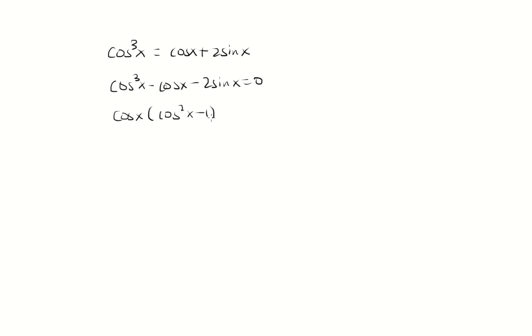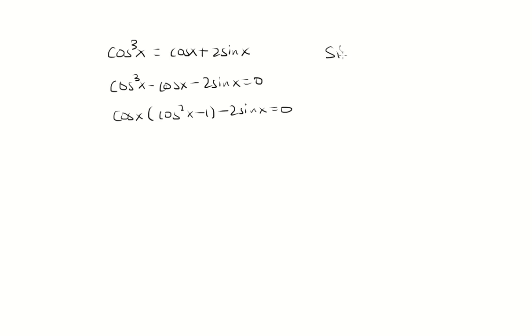Solve the equation: cosine cubed x equals cosine x plus 2 sine x. The goal is to solve for x, but let's first bring everything to the left side. And then ideally we want to factor this out. So we can start off by factoring out a cosine first and have cosine squared minus 1.